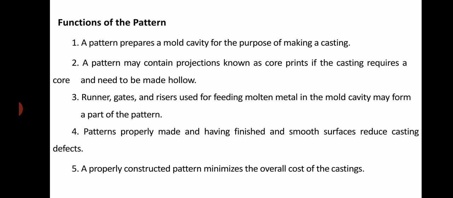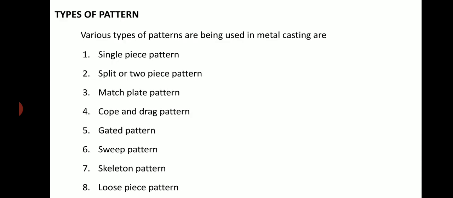Functions of the pattern. A pattern prepares a mold cavity for the purpose of making a casting. A pattern may contain projections known as core prints if the casting requires a core and needs to be made hollow. Runner, gates and risers used for feeding molten metal in the mold cavity may form a part of the pattern. Patterns properly made and having finished and smooth surfaces reduce casting defects. A properly constructed pattern minimizes the overall cost of the castings.